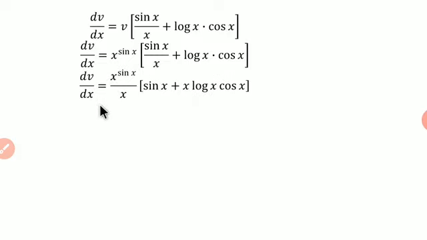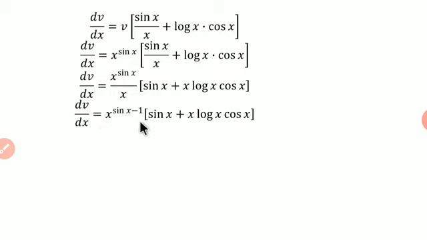Now we get both the values, du by dx as well as dv by dx. Therefore from equation 1, but before that I simplify this term again here, taking 1 upon x as a common factor, so we get x raised to sin x divided by x multiplied by, inside the bracket, we remain with sin x plus x log x into cos x. Now this x is in the denominator, therefore here we get x raised to sin x minus 1. So dv by dx is equal to x raised to sin x minus 1 into sin x plus x log x into cos x. This is the value of dv by dx.